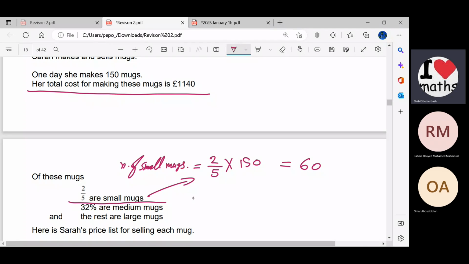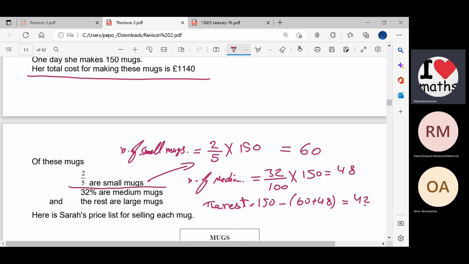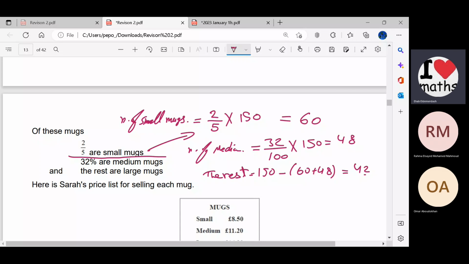Medium was 48. The number of medium was 32%, meaning 32 over 100 of 150, which is 48. And it says the rest. So what is the rest? The rest is 150 minus 60 plus 48, which equals 42. So I have the number of small mugs, the number of medium mugs, and the other. Then what happened? She sells them.